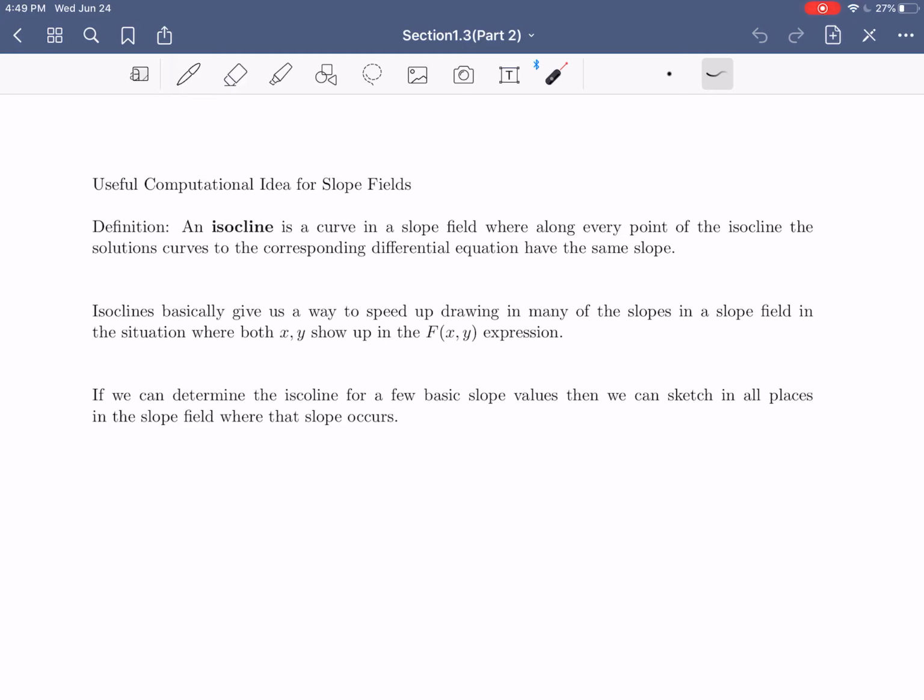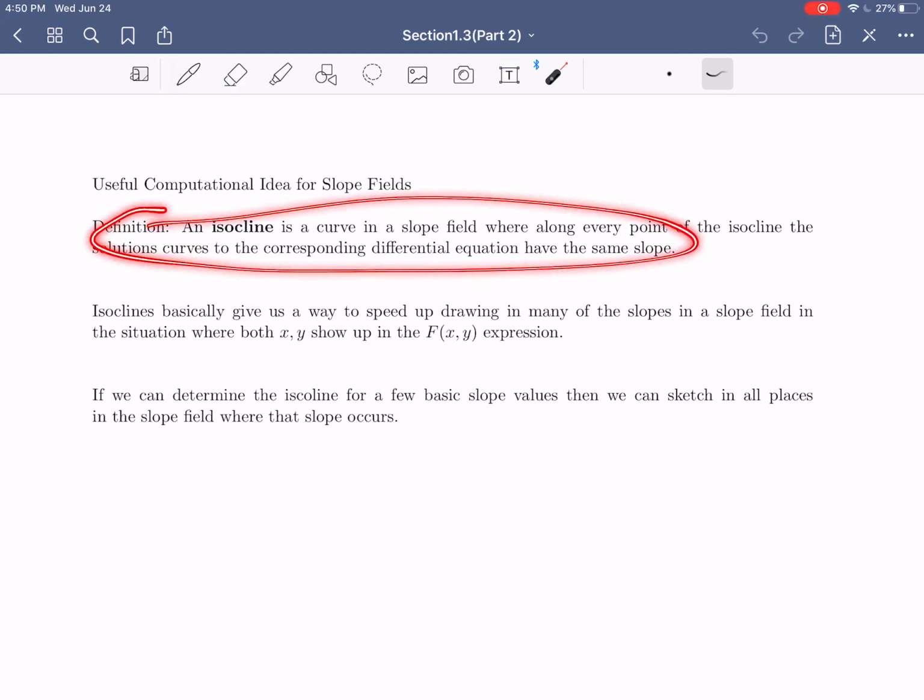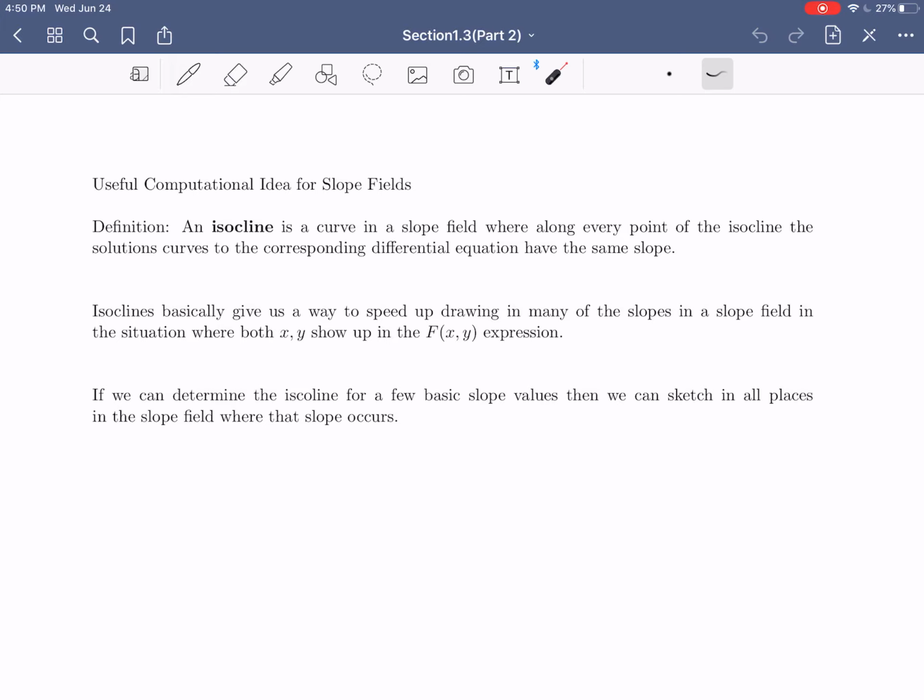So we're going to give a quick definition here. An isocline is a curve in a slope field where, along every point of the isocline, the solution curves to the corresponding differential equation have the same slope. In other words, an isocline is basically a curve inside of the slope field where along that curve the solution curves always have the same slope. It's a way of finding all the places where the solution curves have the same slope.